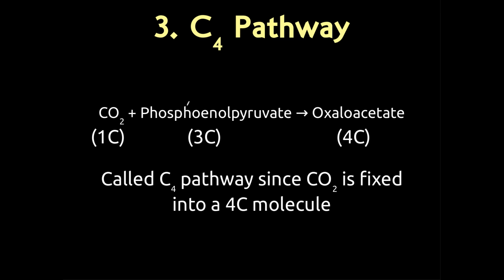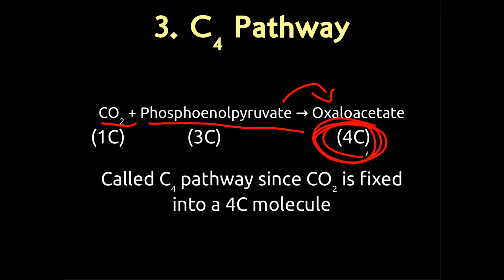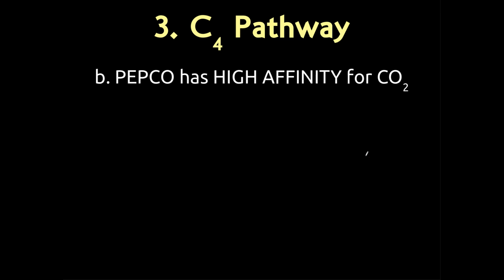And what's going to happen is instead of using a CO2 plus ribulose 1,5-bisphosphate, you're going to take CO2 plus a phosphoenol pyruvate and turn this into oxaloacetate. It's called the C4 pathway since we're fixing carbon dioxide into a 4-carbon molecule instead of a 3-carbon molecule. The enzyme that does this is known as PEPCO, which is phosphoenol pyruvate carboxylase.